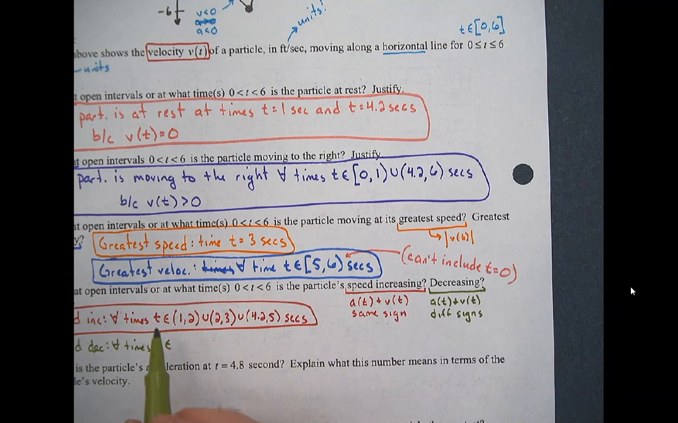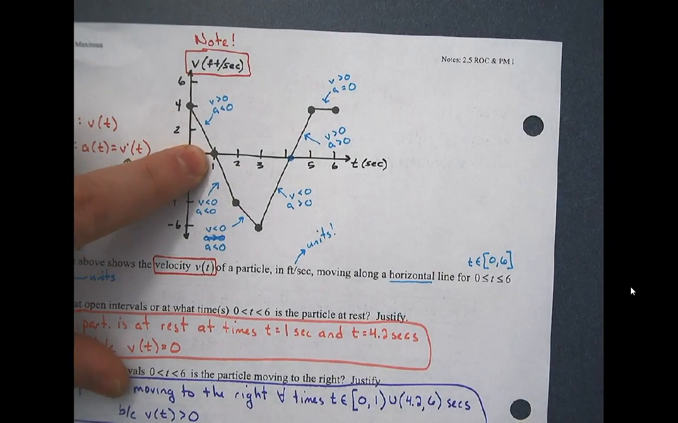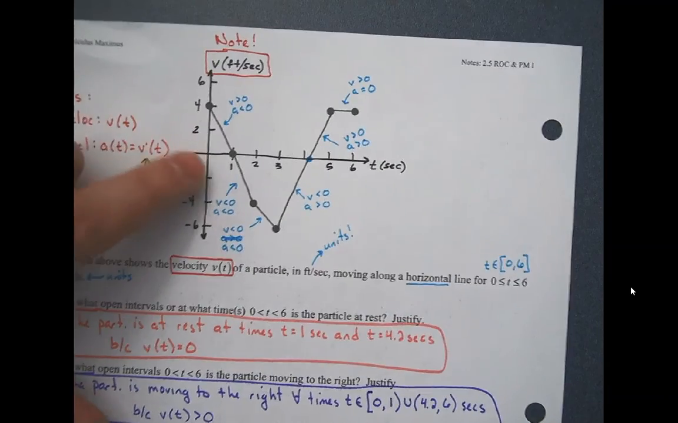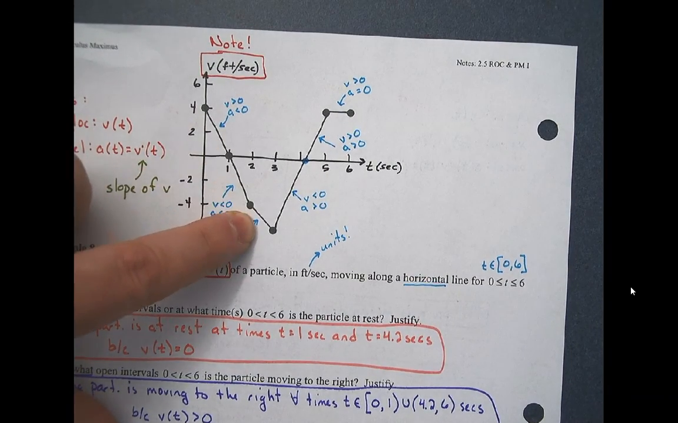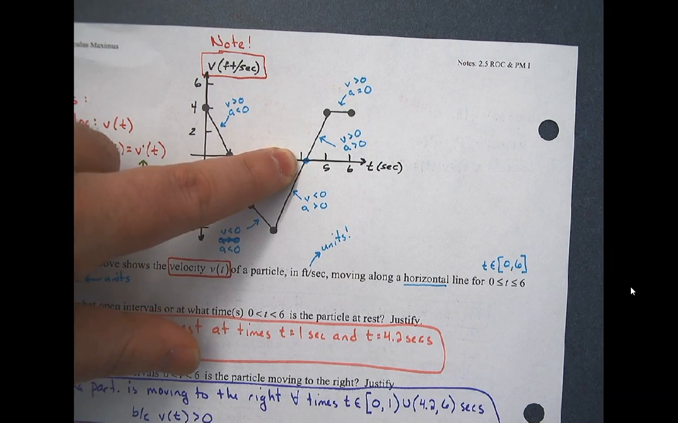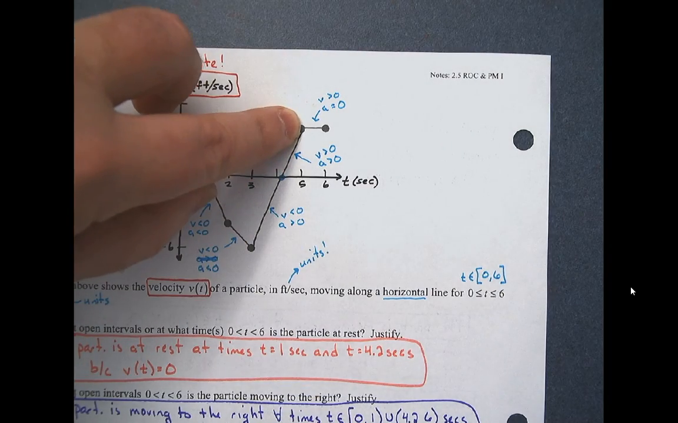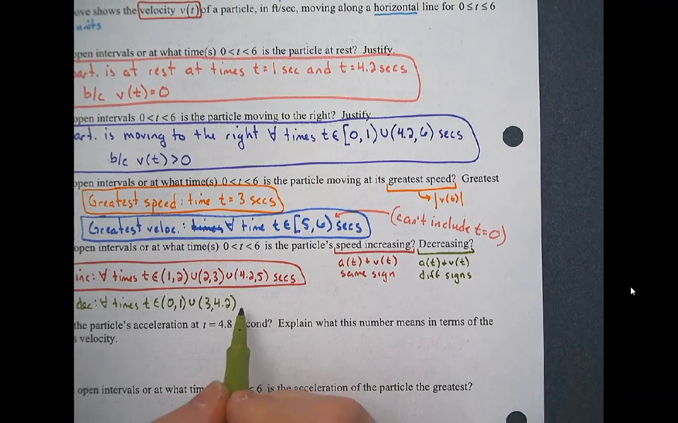So for all times 0 until 1 second, don't include it. Union with negative, negative, negative, negative, negative, positive. So I'm going to include that. So that's from 3 until 4.2. And then we've got positive, positive, and then positive 0. So those would be it.